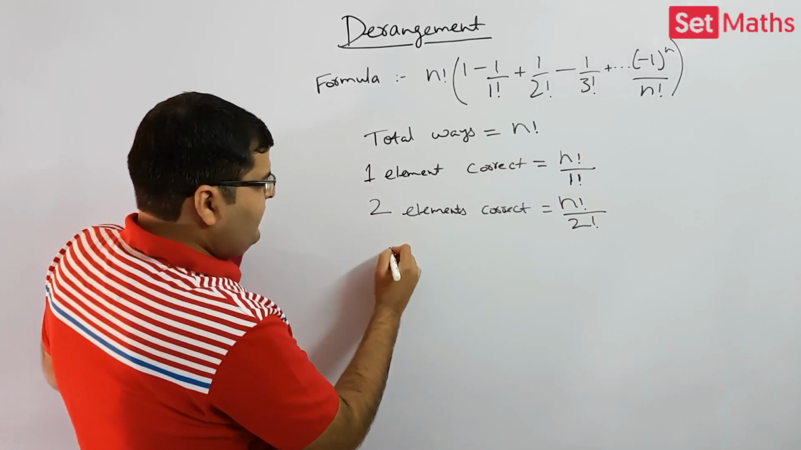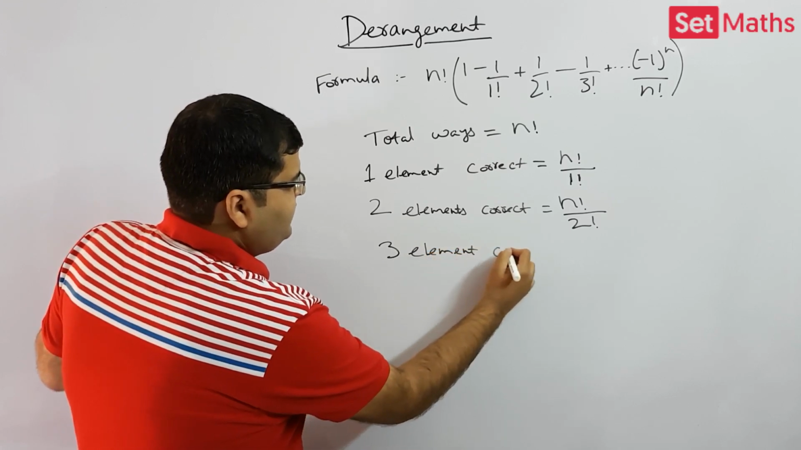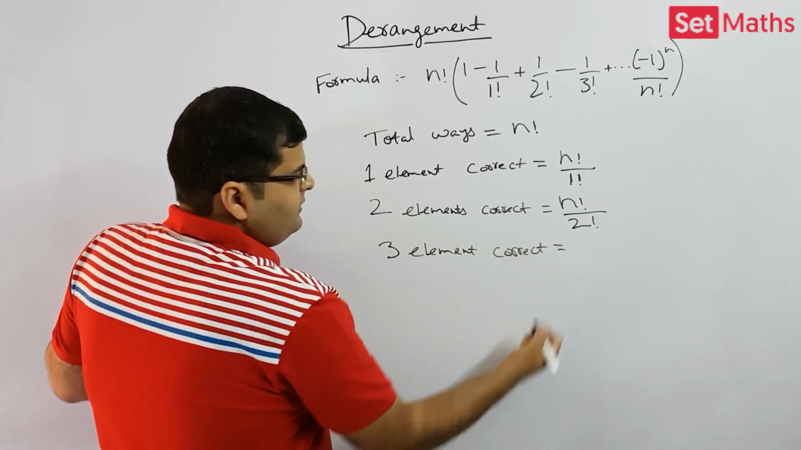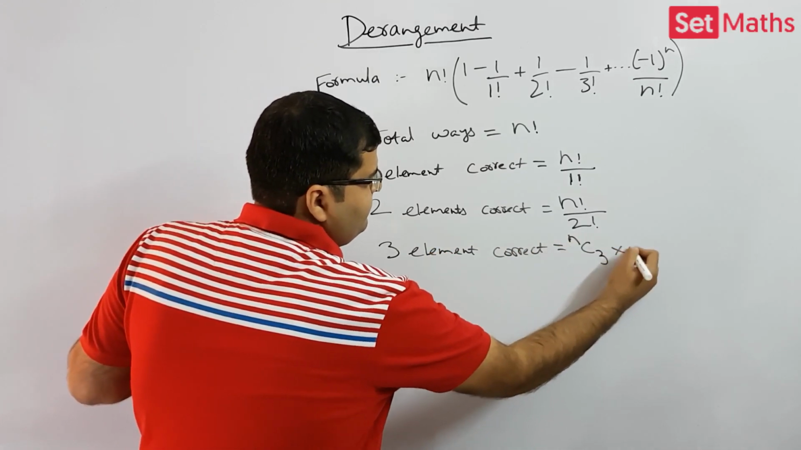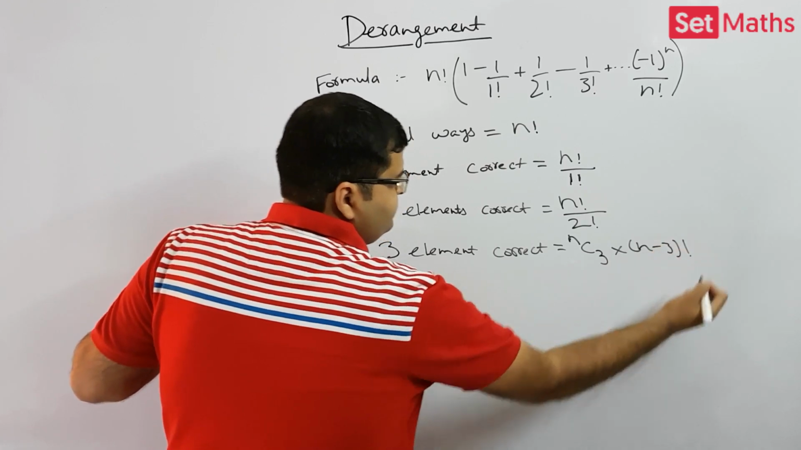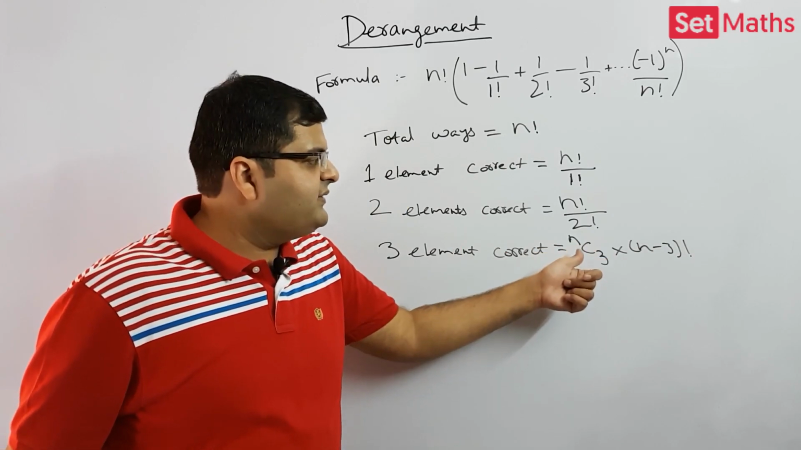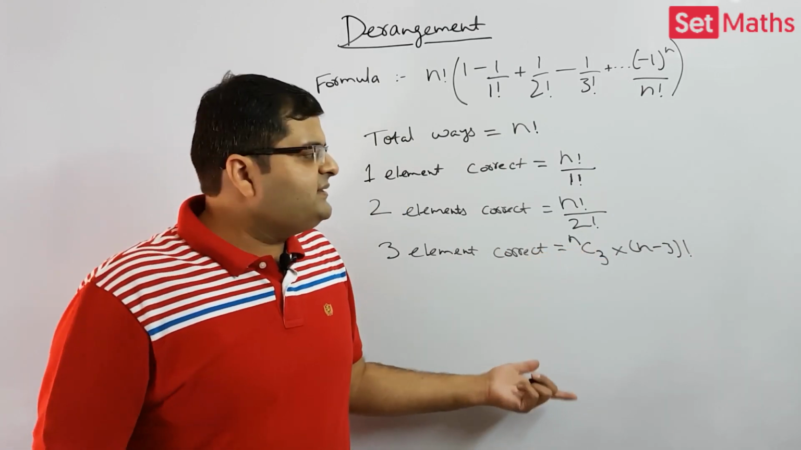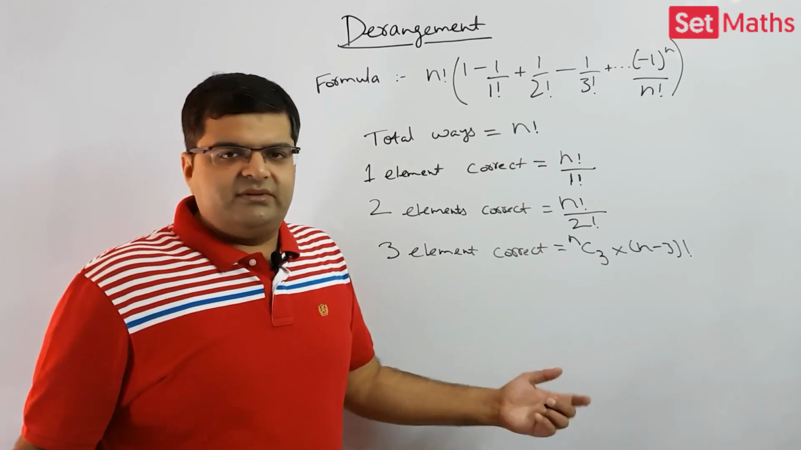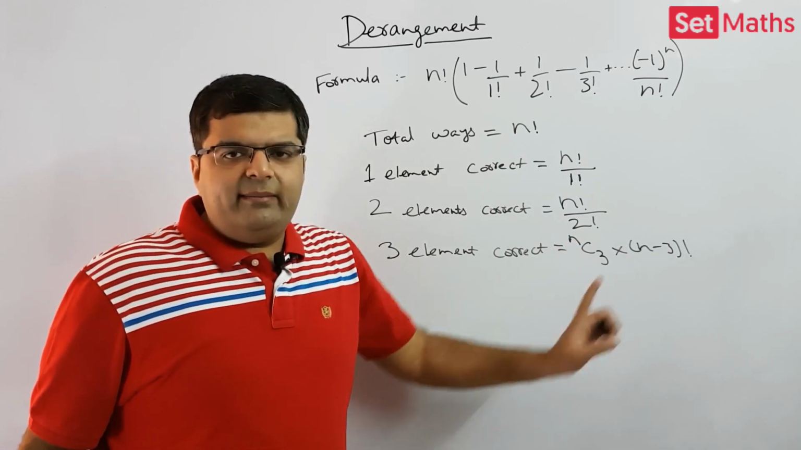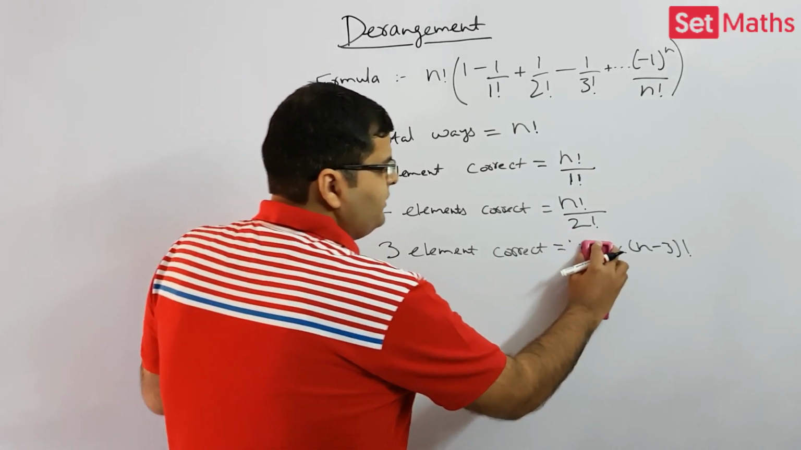Now similarly, if I have three elements placed correctly, then it should be nC3 multiplied by n minus 3 factorial, because three elements out of n elements can be chosen in nC3 ways. Those are placed at the correct places, and the remaining n minus 3 elements can arrange themselves. So it will be nC3 into n minus 3 factorial. If you solve this, you will get n factorial by 3 factorial.